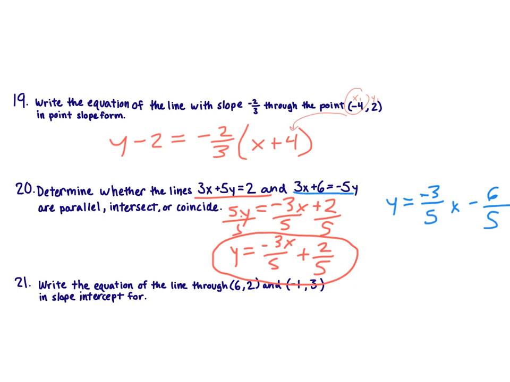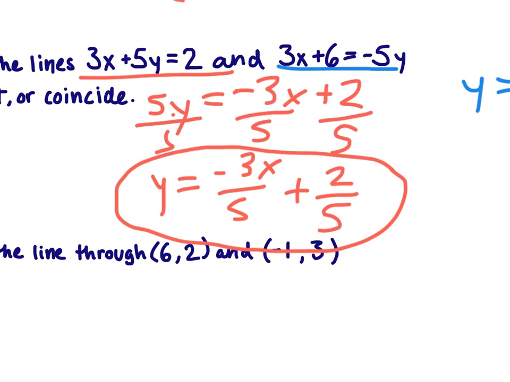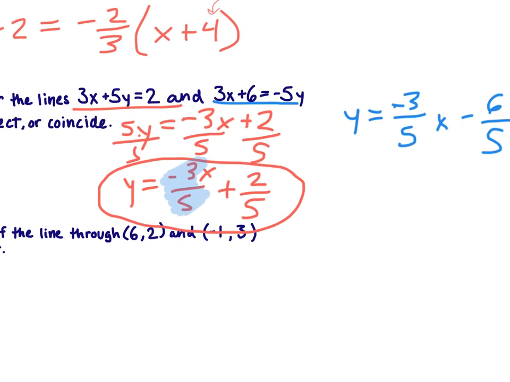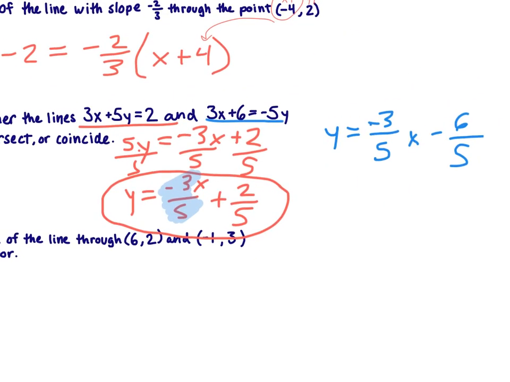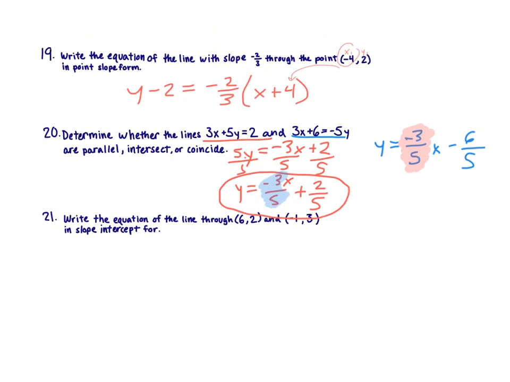So what is our slope for the red line? This one. Negative 3 over 5. And what's our slope for the blue line? Negative 3 over 5. Are these the same? Yes. So would the lines be parallel, intersect, or coincide? Parallel. So when the slopes are the same but the y-intercepts are different, the lines are parallel.